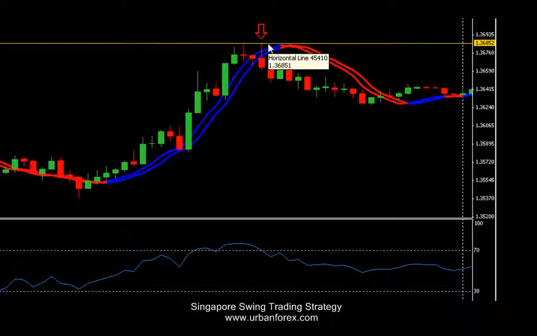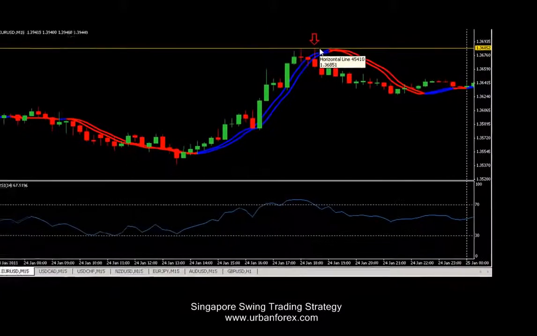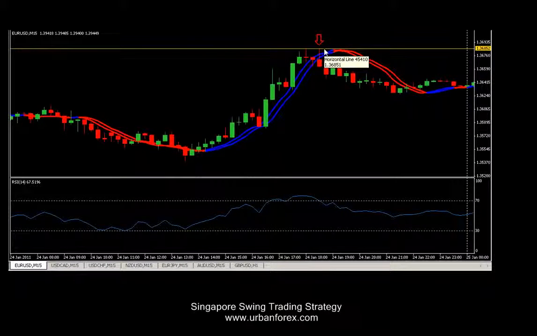So that's pretty much how the strategy works, and it may take time for these trades to come up because it's a very conservative strategy. You have to wait for the right setup, and it comes on very occasionally. So what you want to do is open up several pairs and keep a lookout for it.